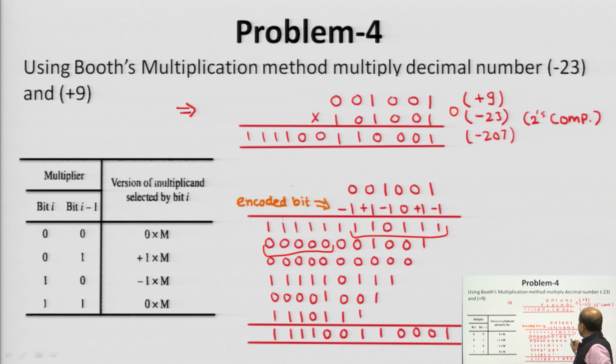And the next bit is 0, simply we multiply 0 0, and the next bit is minus 1, we complement the value of the multiplicand and the remaining positions will be 1 1 1, and next is plus 1, we copy as it is, and minus 1, then we complement, and we perform simple binary addition operation. This way we can find out the result.